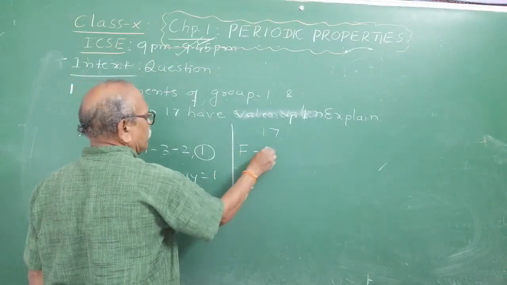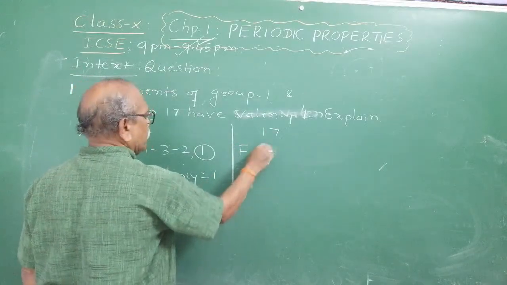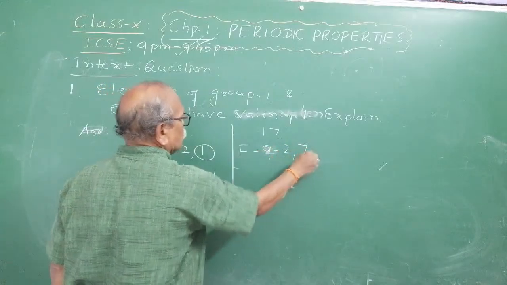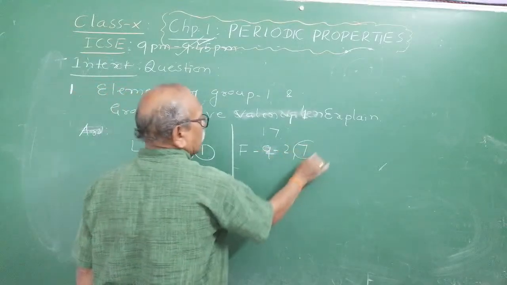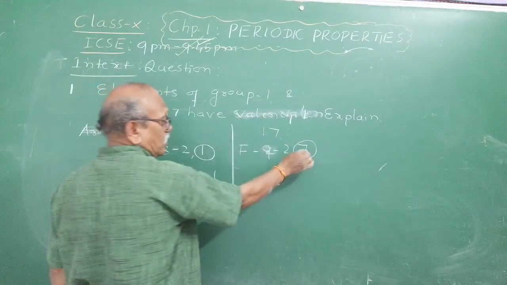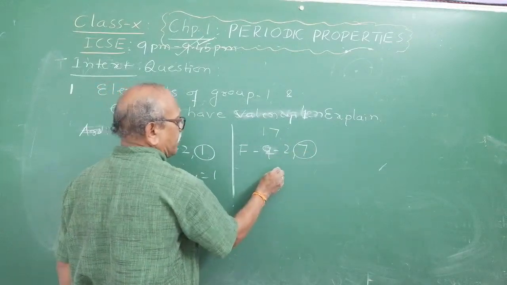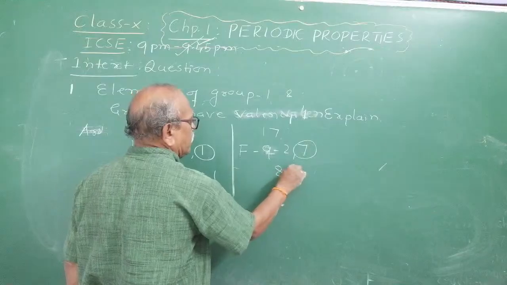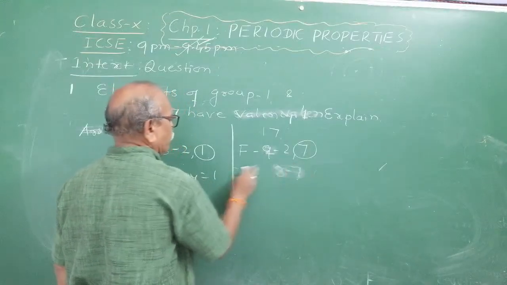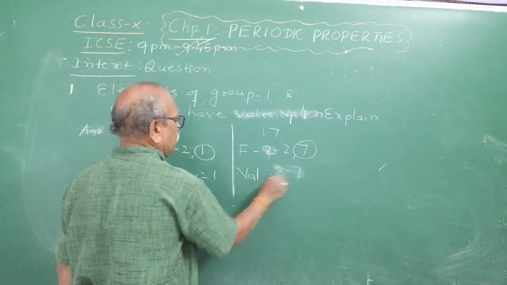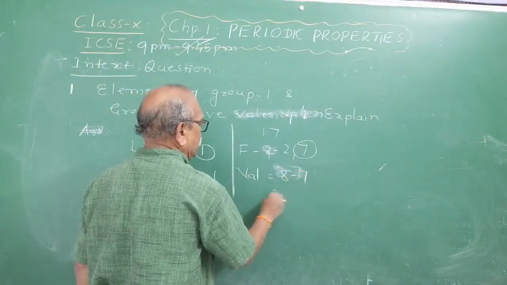If you go to group number 17, you can take the first element, fluorine. What is the electronic configuration? Atomic number is 9. Electronic configuration is 2-7. Whenever outermost electrons cross 4, you have to subtract from 8. You will get the valency. Valency can be obtained by taking 8 minus 7, which is equal to 1.